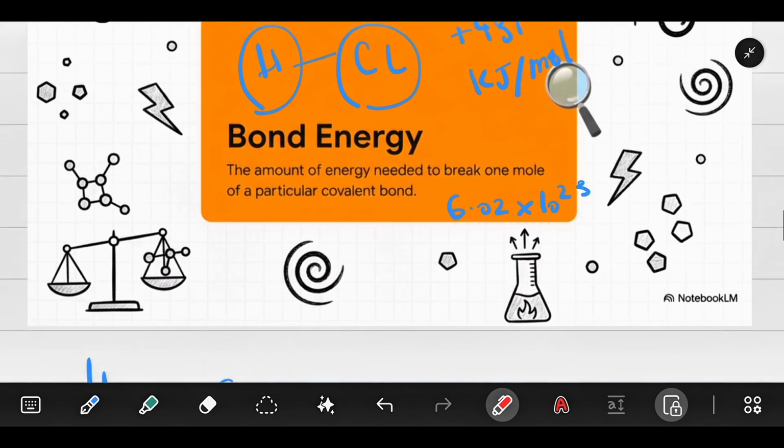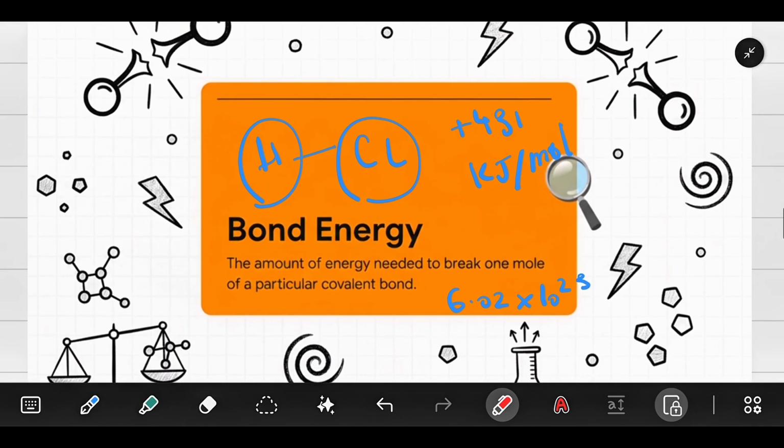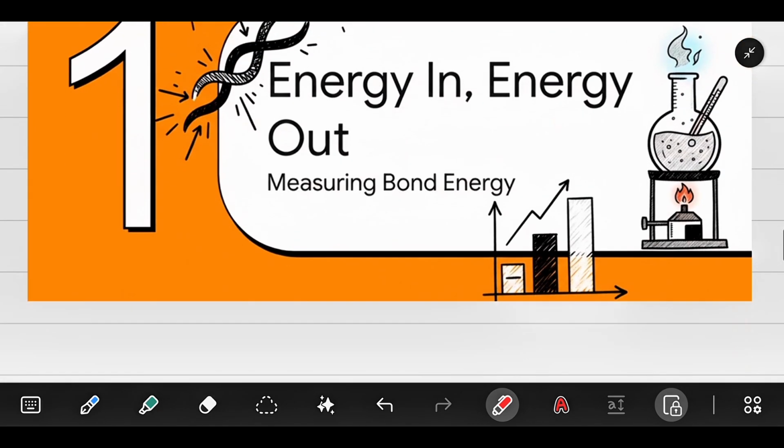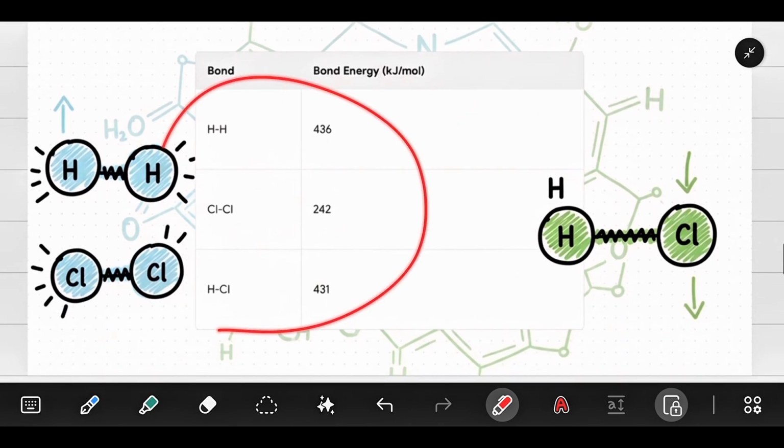Now, what I did above was provide a theoretical value, for example, 431, the energy that was required to break this bond. In the exam, you are going to be given a table in which some bond energies of some molecules are written. For example, I know this is given to me in the exam.